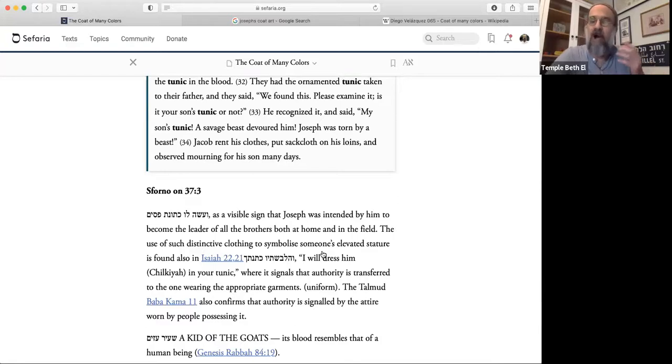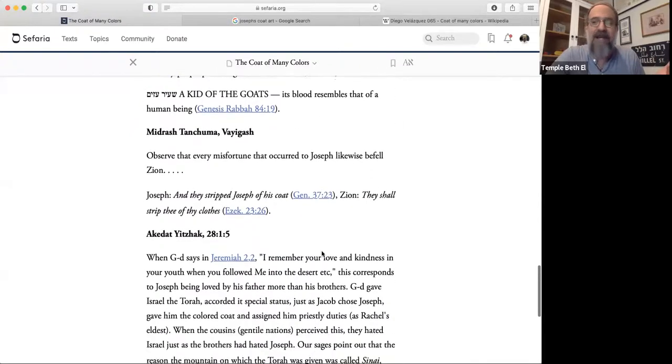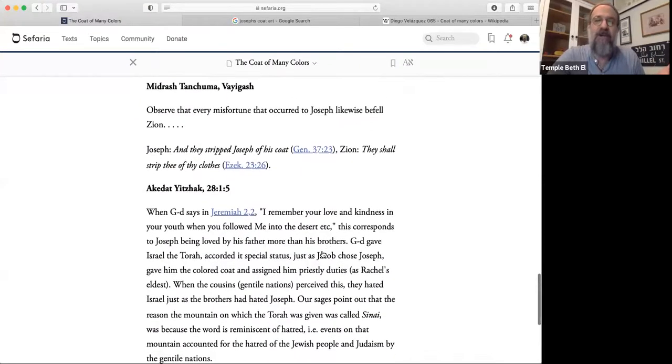Now, we all know, right, what happens when you identify the chosen one? All of the other people pick on him, right? It ain't fun to be the chosen one. And that is the whole point of the parallel of Joseph to the people Israel. And I think why that artist made it look like a concentration camp uniform.